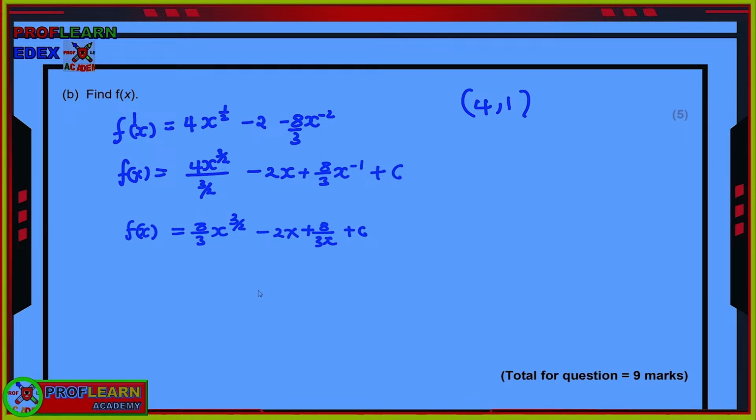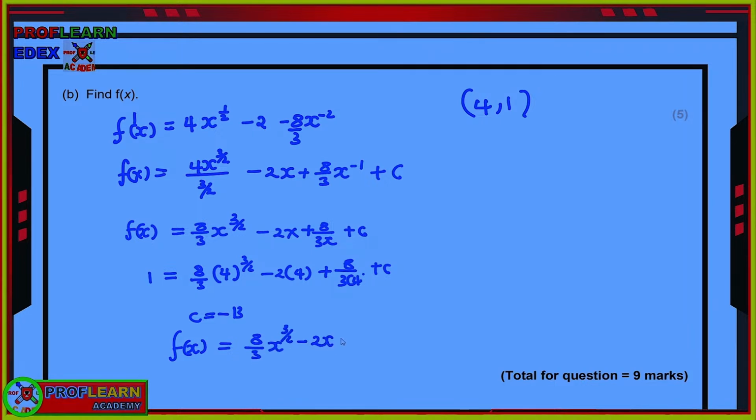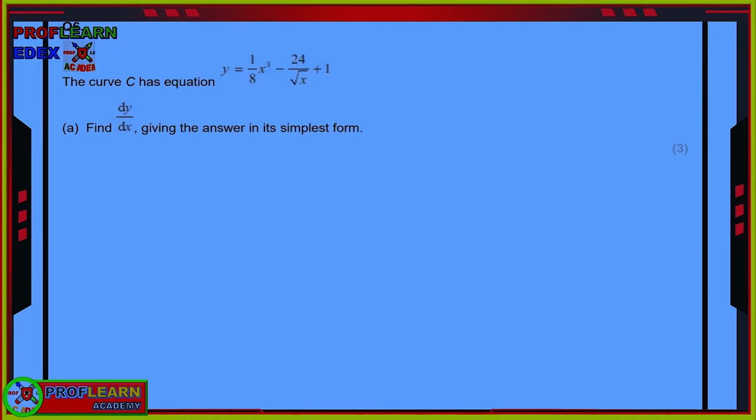We are going to use the point (4, 1) that was provided. We substitute anywhere we have f of x, we write 1. Anywhere we have x, we write 4, so that we can find what the value of c is. And after getting the value of c, we are going to rewrite the equation with the exact value of c, which is -13. And now we are done. We are home and dry. We can look into another question.